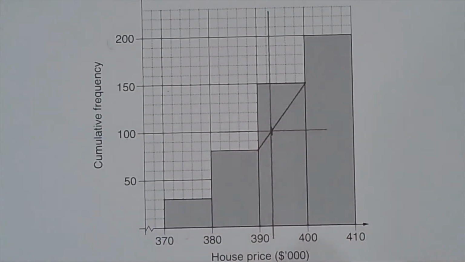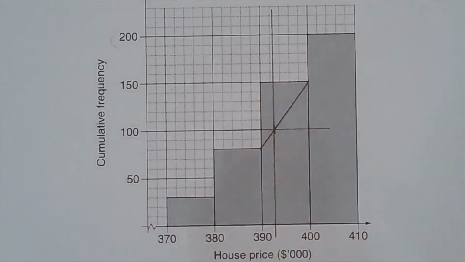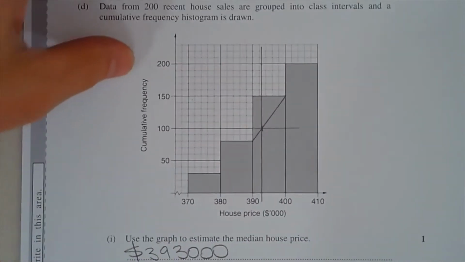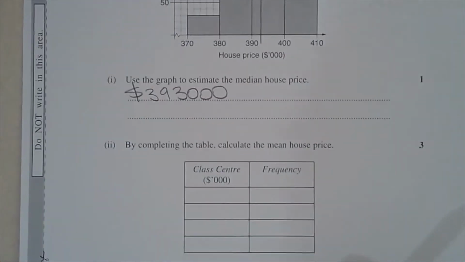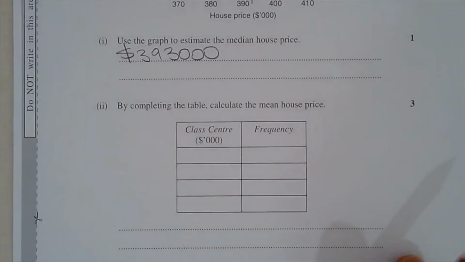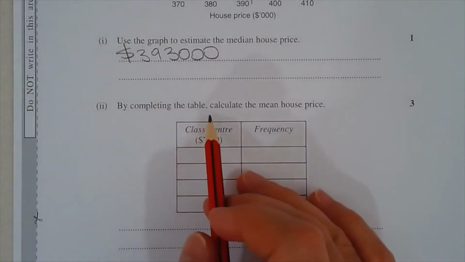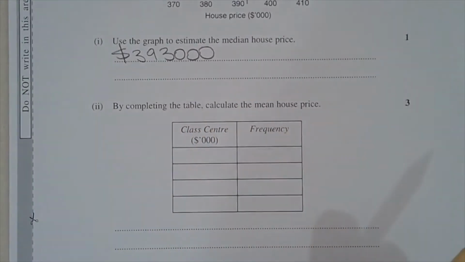Basically the working out predominantly is on the graph itself. So as long as you show those lines, that's generally sufficient. It's only worth 1 mark, so as long as you get the right answer, that's fine. So part 2, by completing the table, calculate the mean house price.